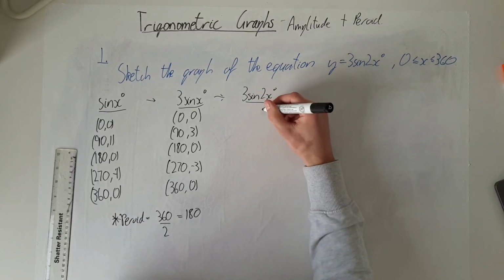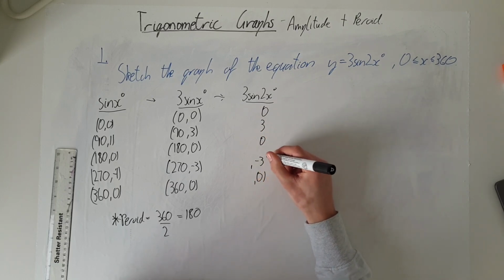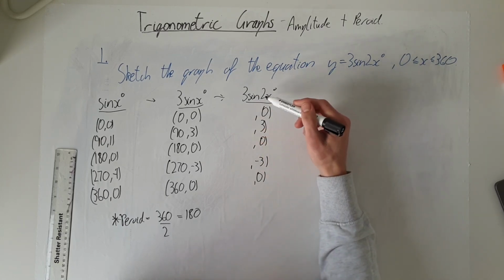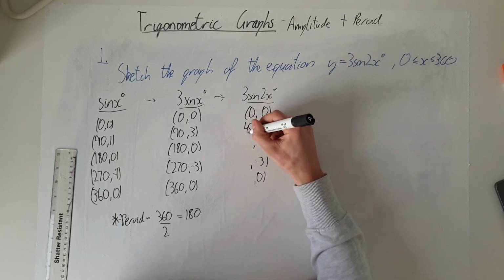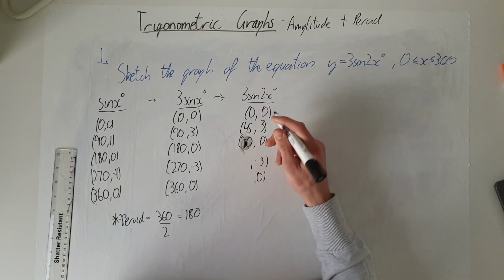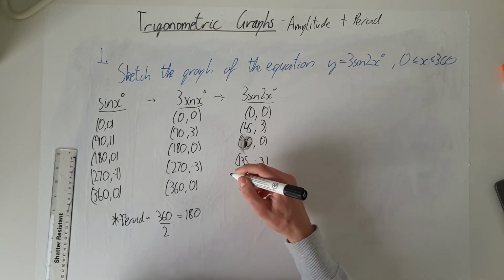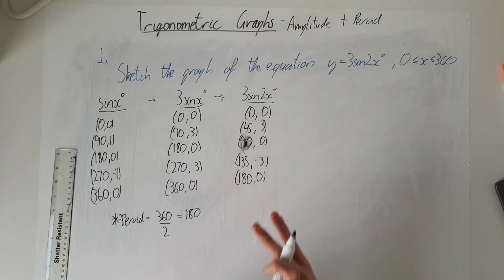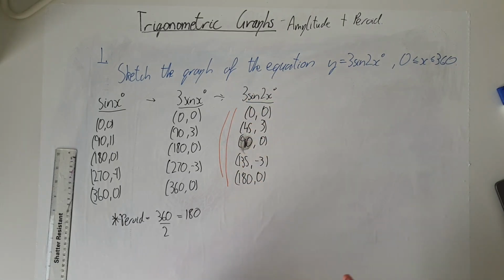So our y values stay the same: 0, 3, 0, minus 3, 0. Period is 2, so we divide every x value by 2. 0 divided by 2 is still 0, 90 divided by 2 is 45, 180 turns into 90, 270 turns into 135, and then 360 goes into 180. So now we have our final set of points here. Now we can draw on our graph.